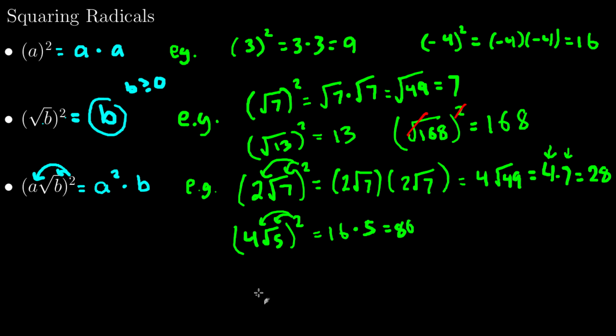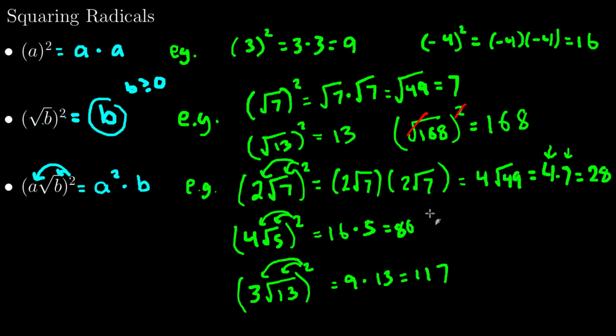Or if I had, let's say, 3 root 13 squared, I'll square the 3, get 9, square the square root of 13, they cancel, just give myself 13. Then 9 times 13, let's see, 9 times 10 is 90, 9 times 3 is 27, so I think I get 117 out of that.